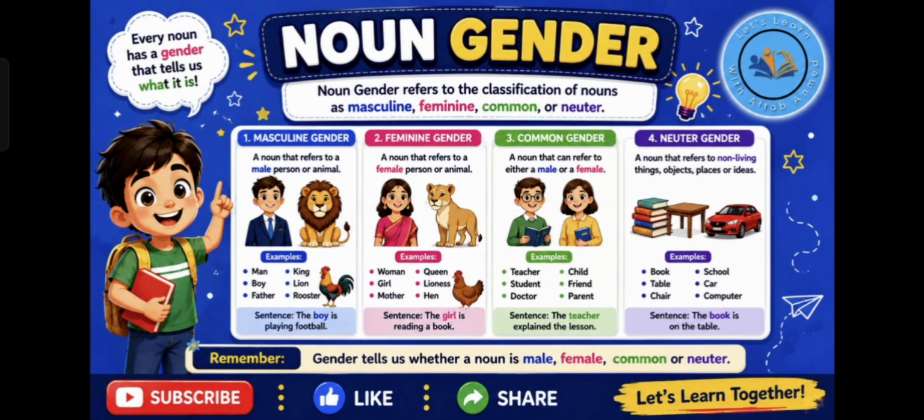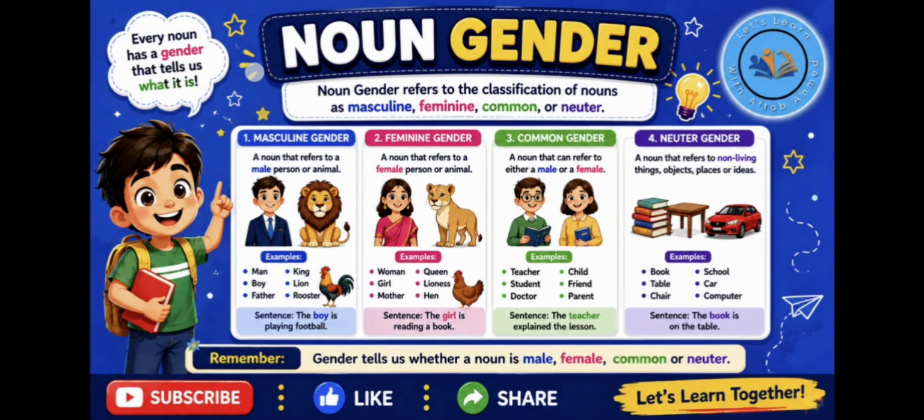Noun gender refers to the classification of nouns as masculine, feminine, common, or neuter. Let's briefly understand these four types. Number one, masculine gender. A noun that refers to a male person or animal is called masculine gender. Examples include man, boy, father, king, lion, etc.